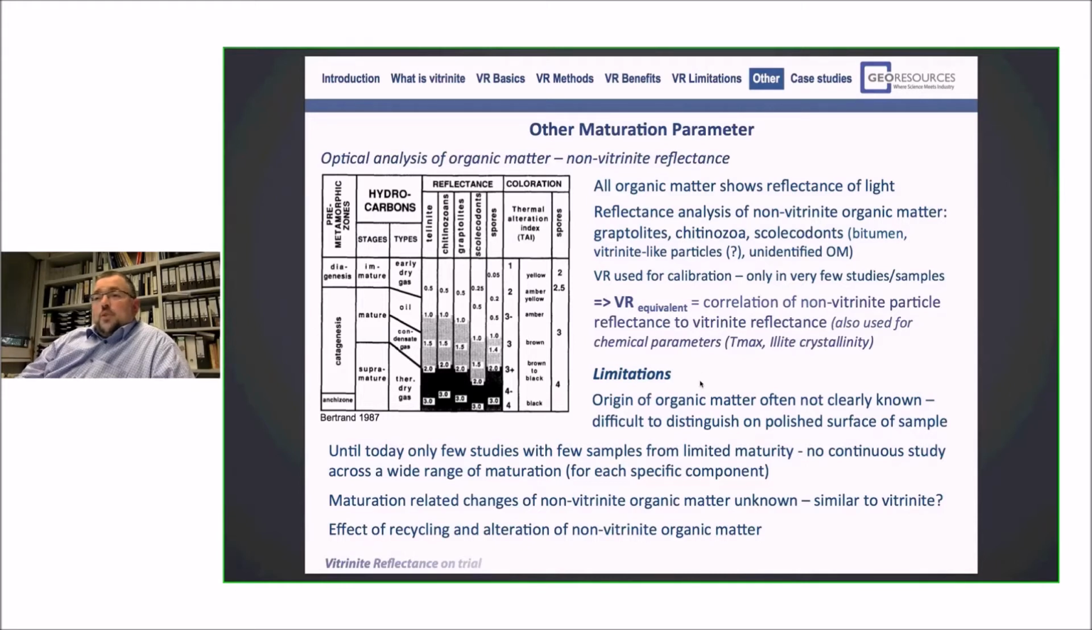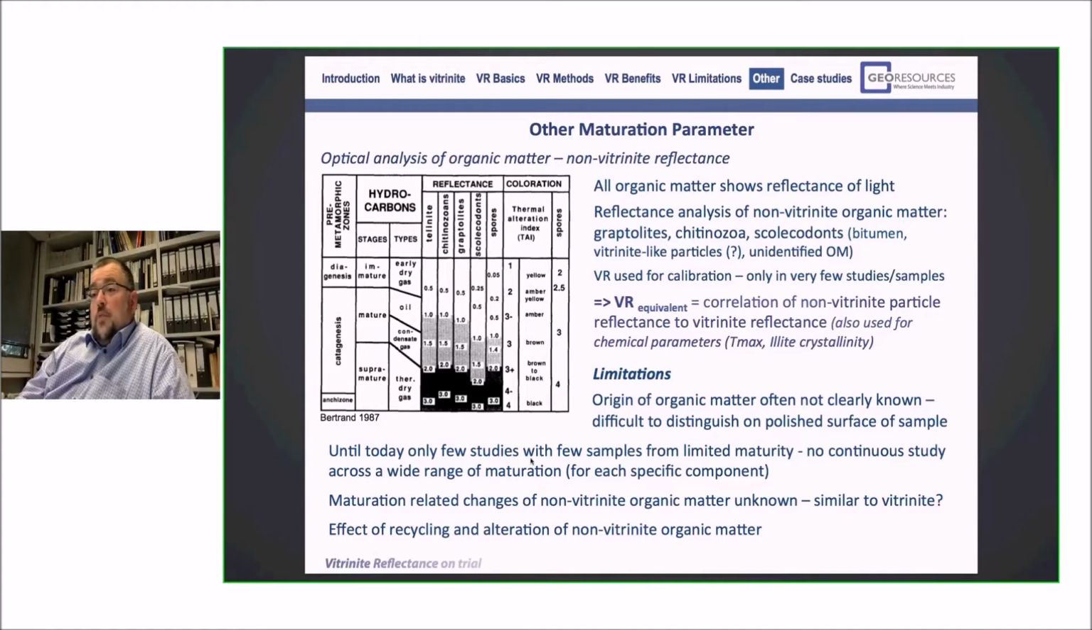But the problem is very often it's not really known what the organic matter is that we used to work with these vitrinite reflectance equivalents. So the origin of the organic matter is often not clearly known, and it's also sometimes pretty difficult to distinguish the different types of organic particles on the polished surface of the sample. Until today, there are only very few studies with few samples from limited maturation intervals. We still do not have a single continuous study across a wide range of maturation for correlation between vitrinite and other organic matter particles.